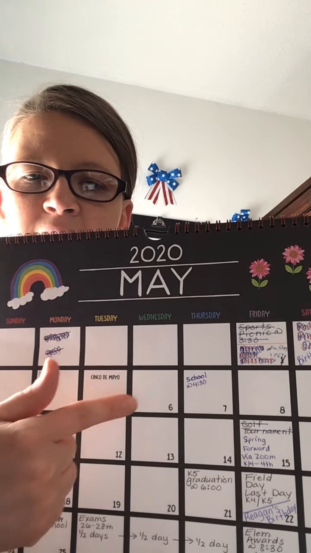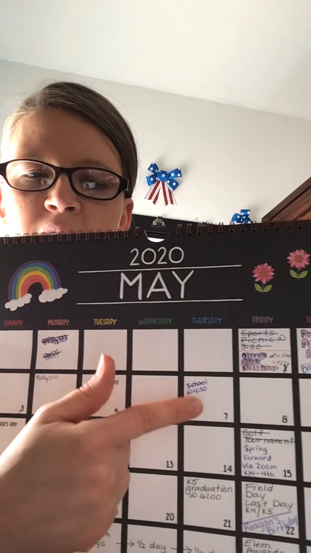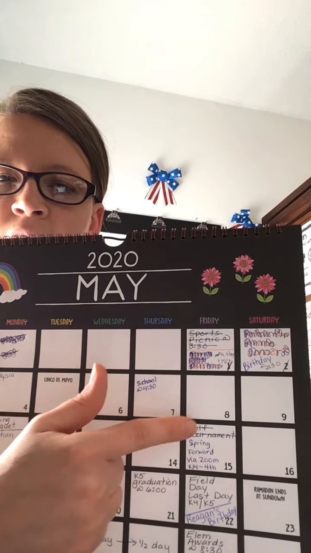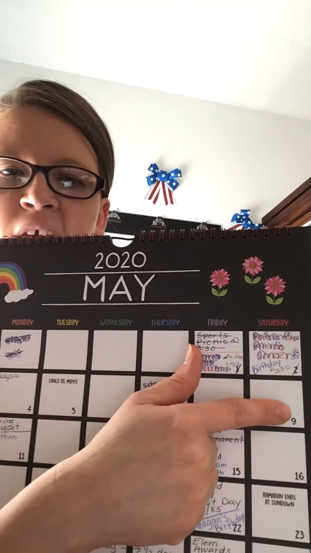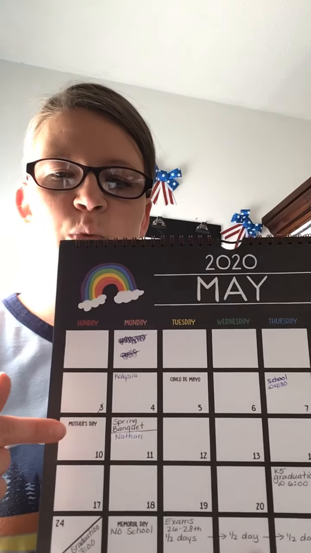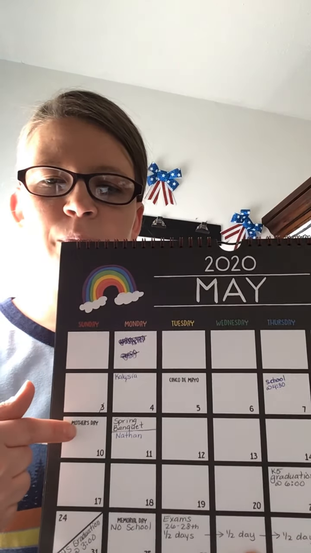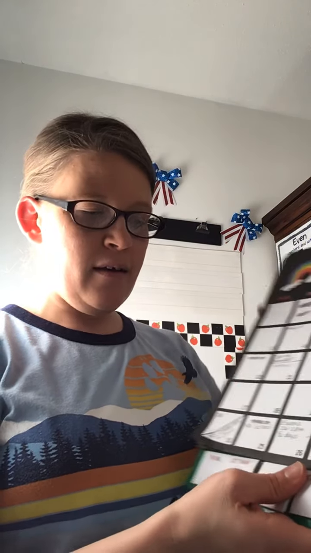5, 6, 7, 8, 9. Then you go down to the next week. 10. 30 days has September, April, June, and November. All the rest have 31.